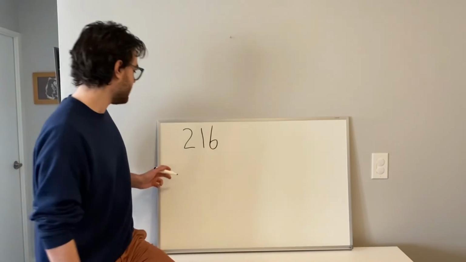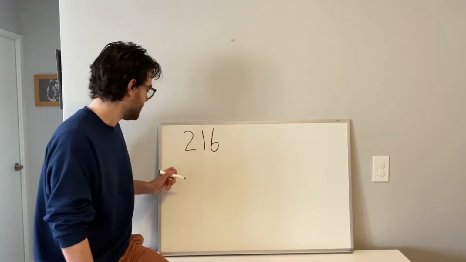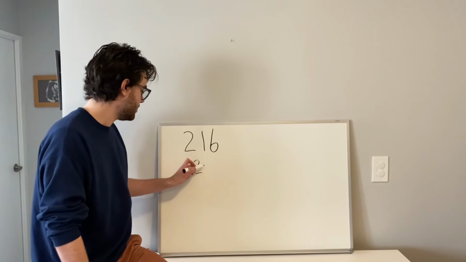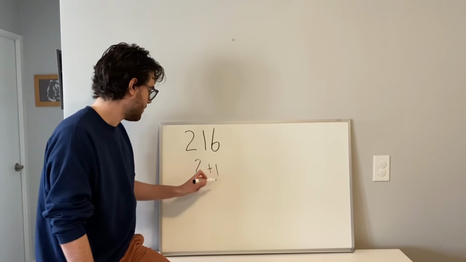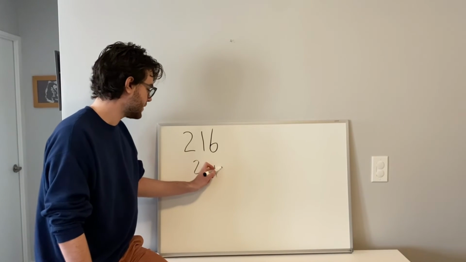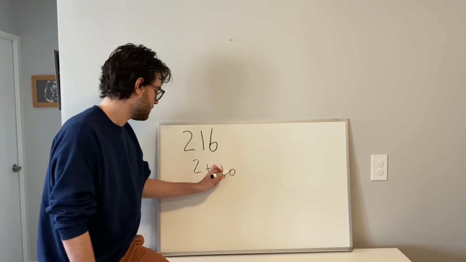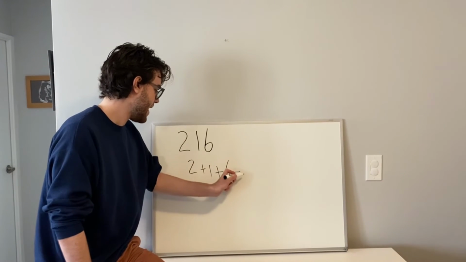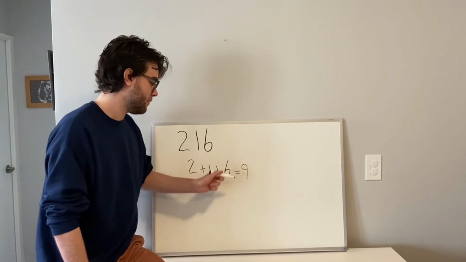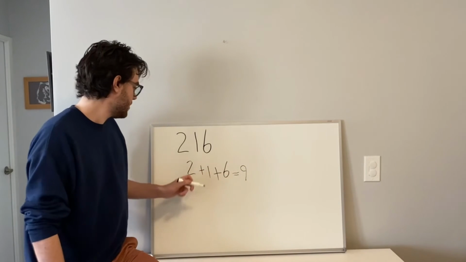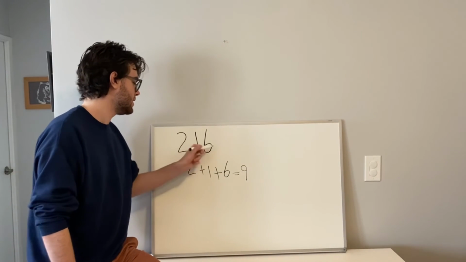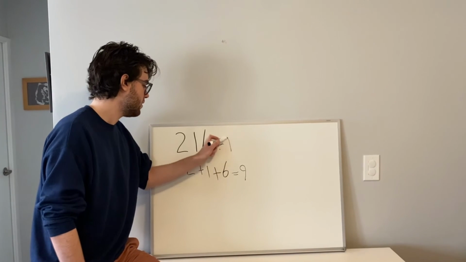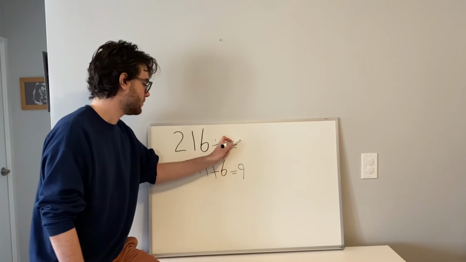So let's take a look at the number 216 again. Now, the hundreds digit is 2. The tens digit is 1. And the ones digit is 6. 2 plus 1 plus 6 equals 9. And 9, of course, is divisible by 9. So this means that 216 is divisible by 9. And in fact, 216 divided by 9 equals 24.